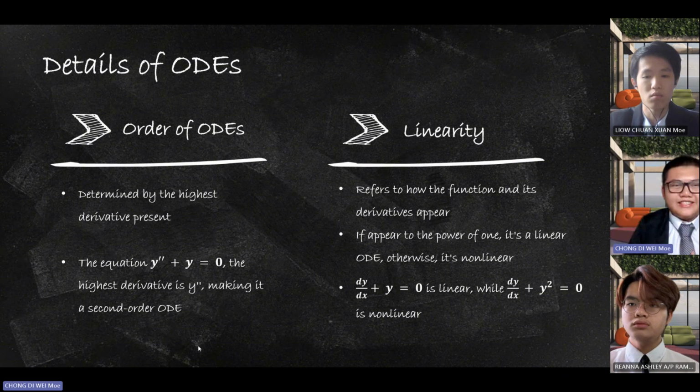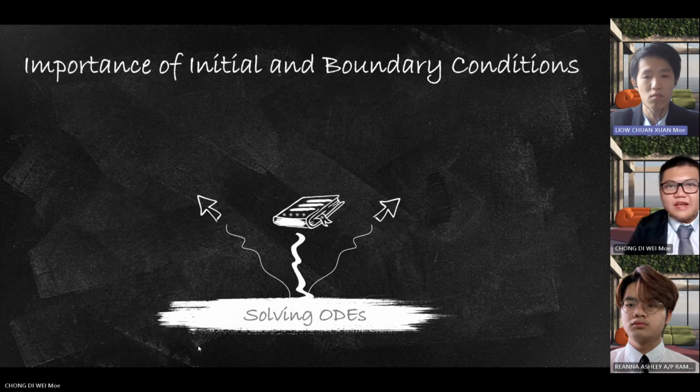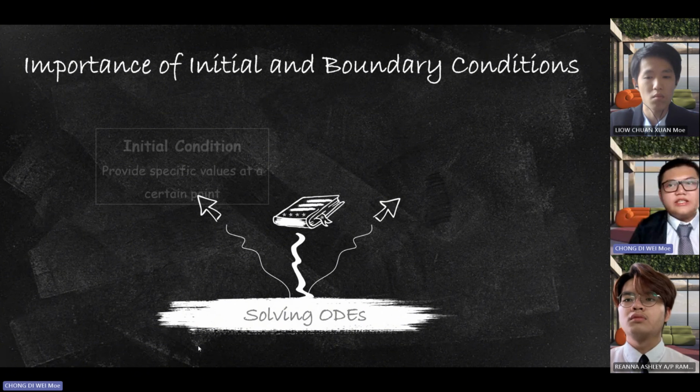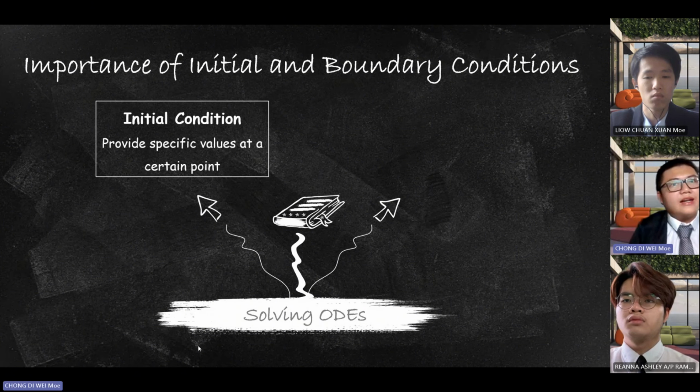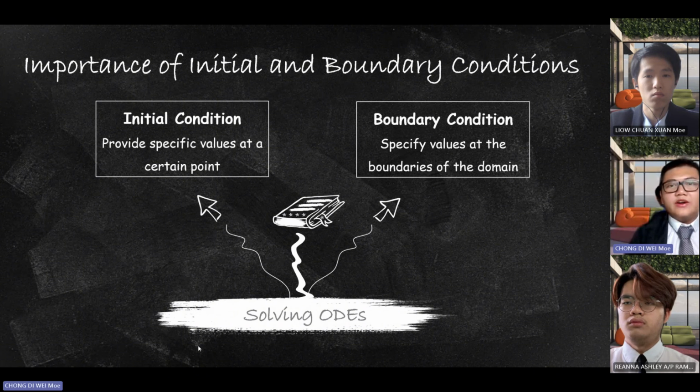Alright, thank you for the explanation. Now, let's move on to understand the importance of initial and boundary conditions in solving ODEs. The initial conditions provide specific values at a certain point, which is essential for obtaining a unique solution. Boundary conditions specify values at the boundaries of the domain, crucial for solving physical problems where the edges or starting points are known.